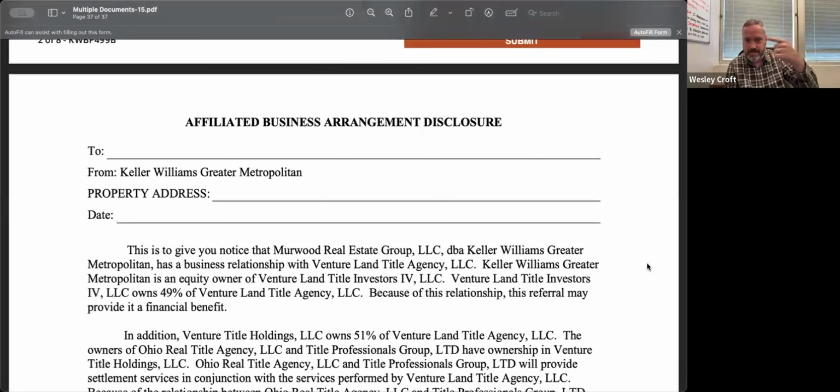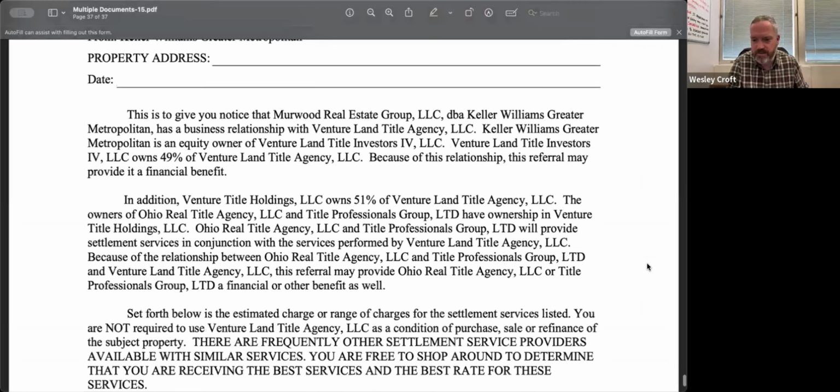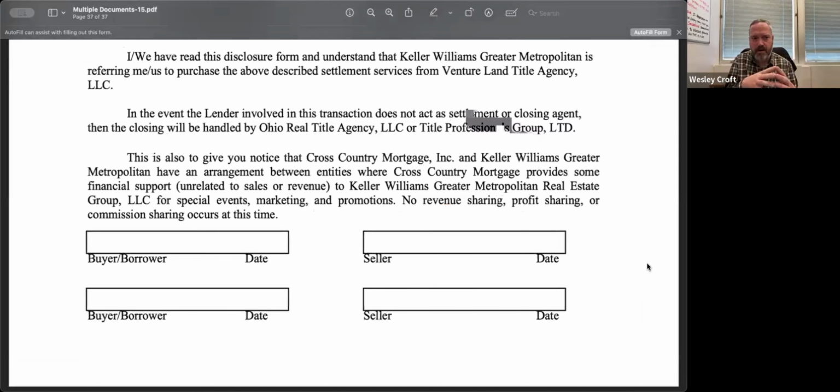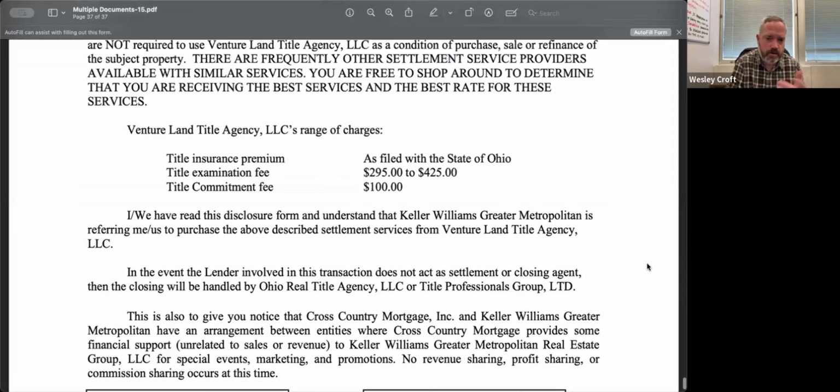Also, that's A. Let's talk about B, which is this affiliated business arrangement disclosure. Essentially, what those two documents are is they are disclosing that KWGM has a third-party business affiliation with a third-party vendor. So for Ohio Real Title and for America's Preferred Home Warranty, your client must understand that Keller Williams Greater Metropolitan could derive a financial benefit from either one of those organizations, can and does.